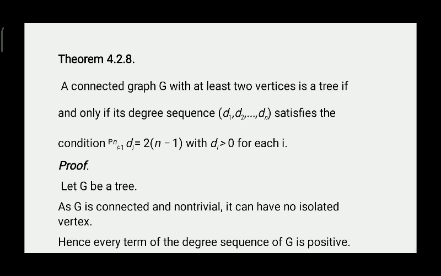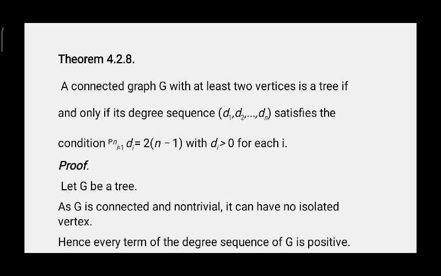The next theorem: a connected graph G with at least two vertices is a tree if and only if its degree sequence d1, d2, ..., dn satisfies the condition sigma di, where i equals 1 to n, is equal to 2 times n minus 1, with di greater than 0 for each i. So here d1, d2, ..., dn denote the degrees of the n vertices of the graph G.